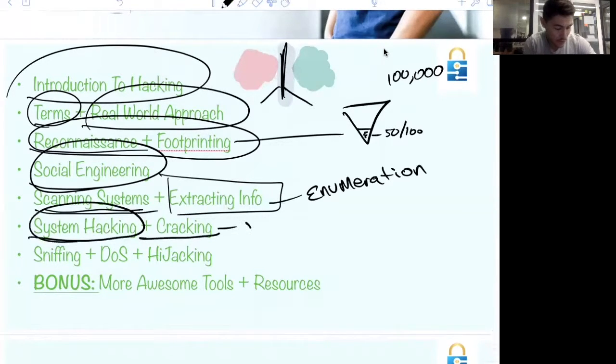So great tools like John the Ripper, Hydra is another one. We're going to take a look at all these tools and how to crack systems itself. So in system hacking, we're going to take a look at, I guess, a couple of cool stuff.